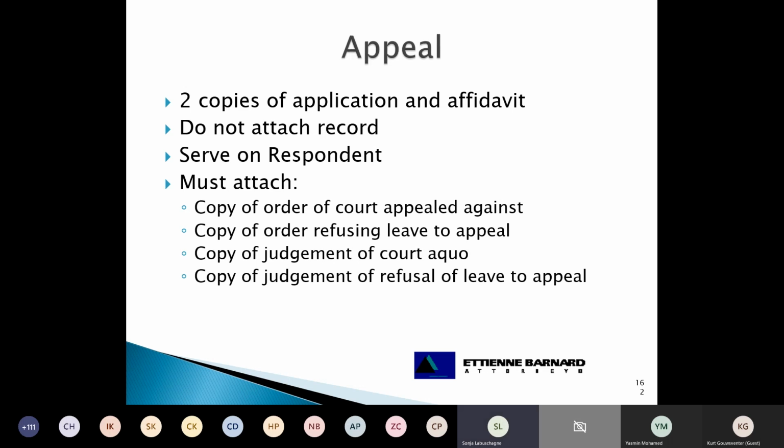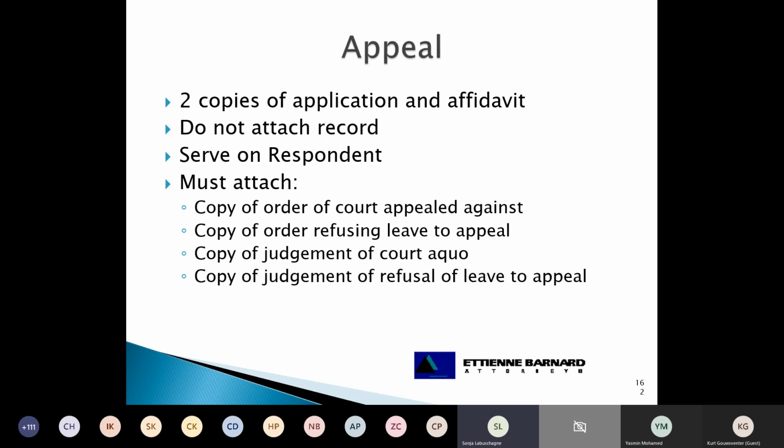It's served on the respondent, but you must also attach a copy of the order appealed against, a copy of the order refusing leave to appeal, a copy of the judgment of the court a quo, and a copy of the judgment of the refusal of leave to appeal. Now, please make sure that you realize that these are different. The copy of the order is typed by the typist, it's usually just one page, which says action dismissed with costs, or whatever. That would be your order. And then your judgment would be the pages that the judge wrote, normally a couple of pages. So that's what you get from the judge.